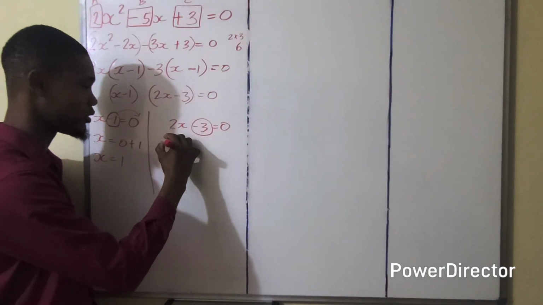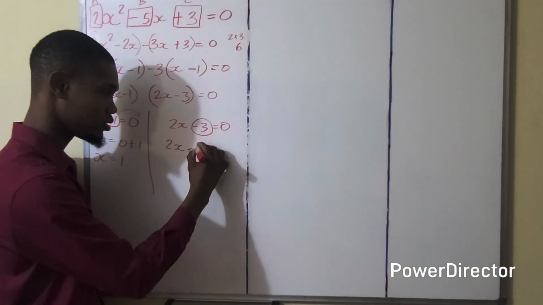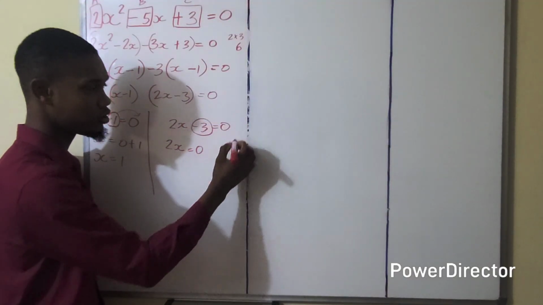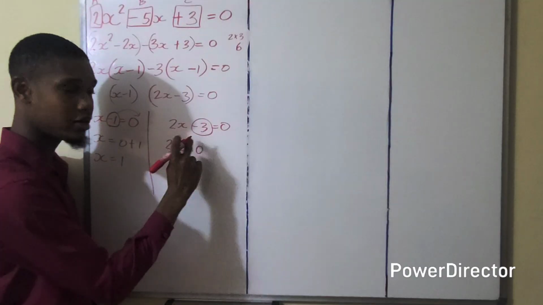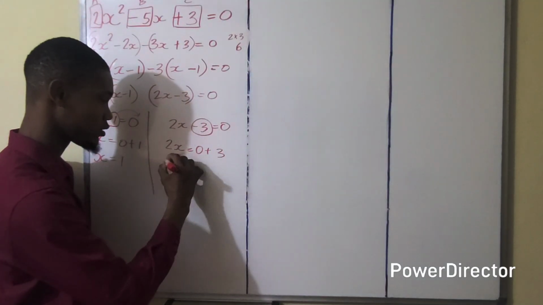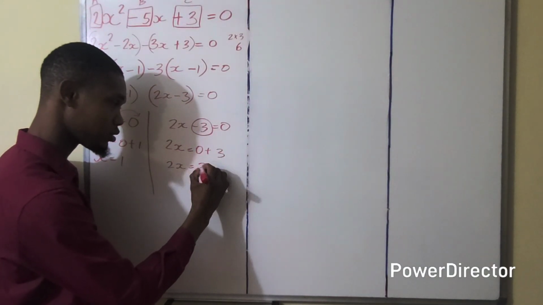So do the same thing. So 2x equals 0, that was there first. And now the 3 will come over. It was minus here, so it comes over as positive. So 2x is equal to 3.